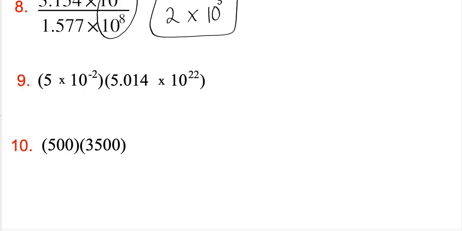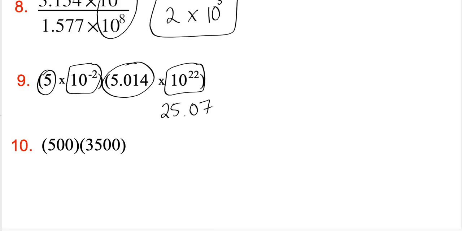Okay, so number 9, we're going to do that just like number 7. We're going to multiply the front numbers. Okay, so if we do that, you might need a calculator. We get 25.07 when we multiply those out. And then we multiply our tens. Okay, this one's got a negative exponent. This one's got a positive exponent. We add those because we're multiplying. So this should be times 10 to the 20th.